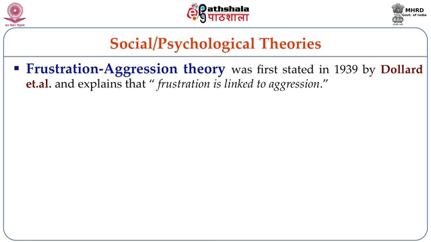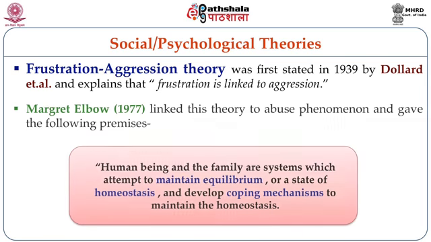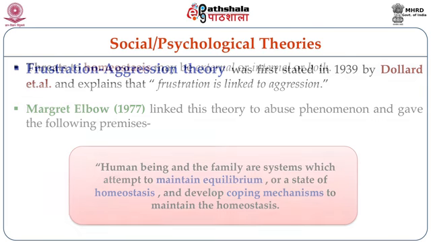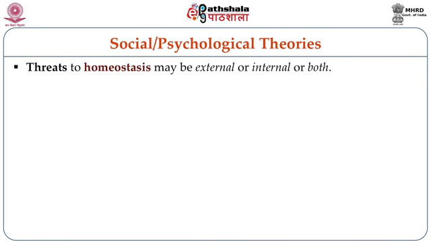The first one is the frustration aggression theory, which was first stated in 1939 by Dollard. It explains that frustration is linked to aggression, and Margaret Elbow linked this theory to the abuse phenomenon and gave the following premises: that human beings and families are systems which attempt to maintain equilibrium, a state of homeostasis. They develop coping mechanisms to maintain this homeostasis. Any threat to the homeostasis may be external or internal or both.